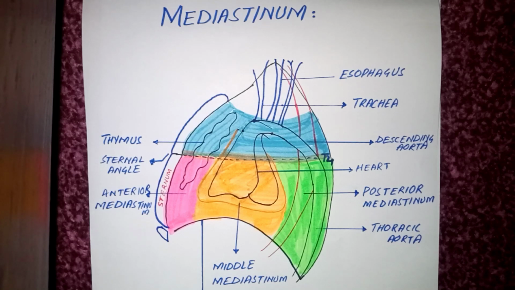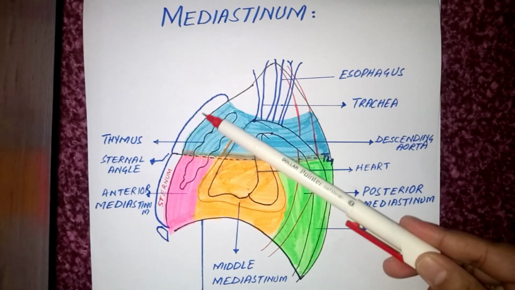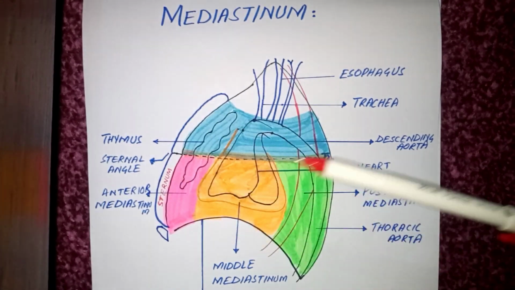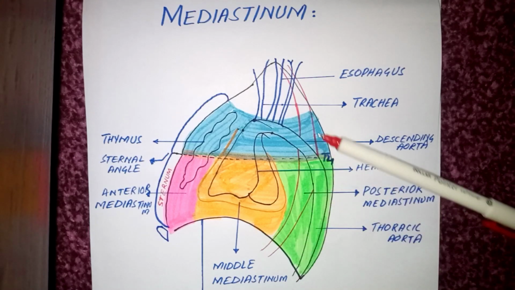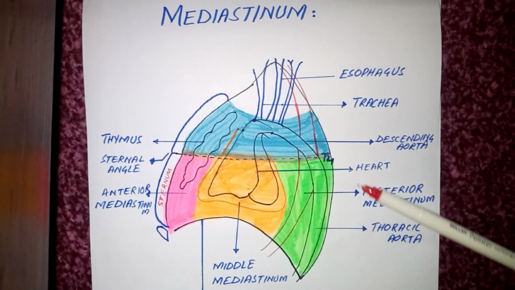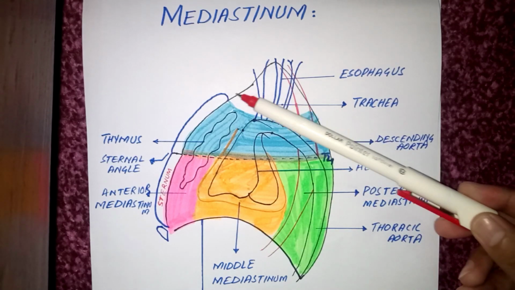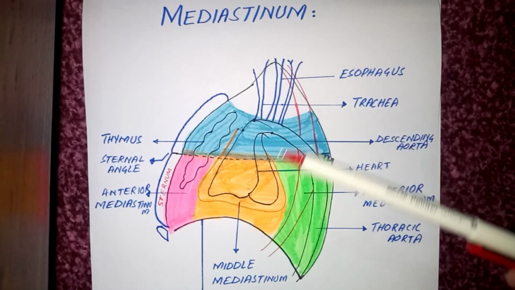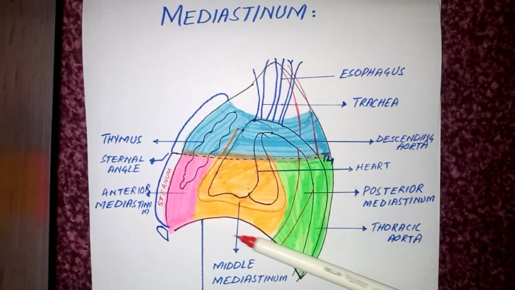If we talk about the boundaries of the mediastinum as a whole, then you can see here that anteriorly it is bounded by the sternum, posteriorly it is bounded by the vertebral column, superiorly it has the thoracic inlet, and inferiorly there is the diaphragm. Laterally on both sides we have the mediastinal pleura. So these structures make the boundaries of the mediastinum.